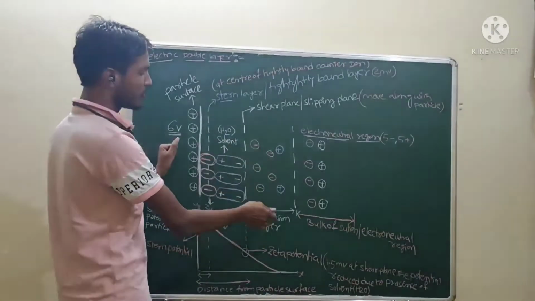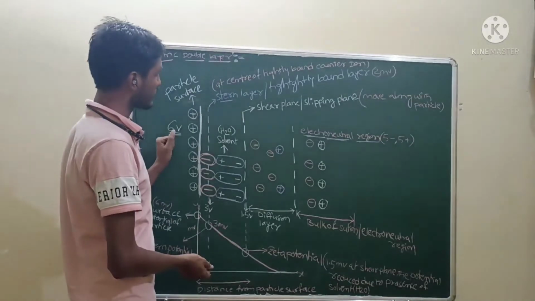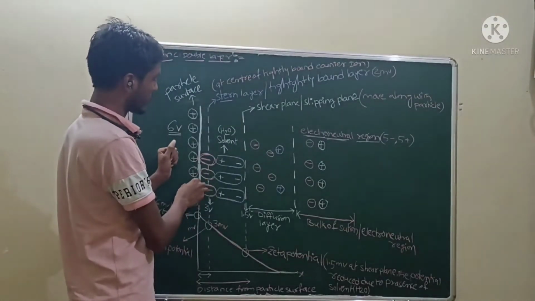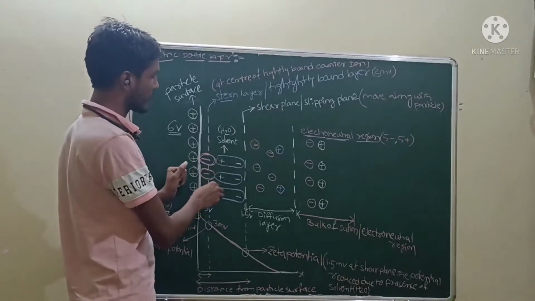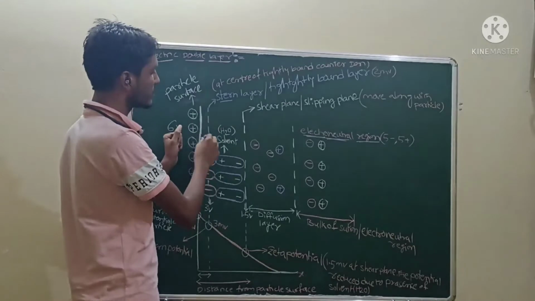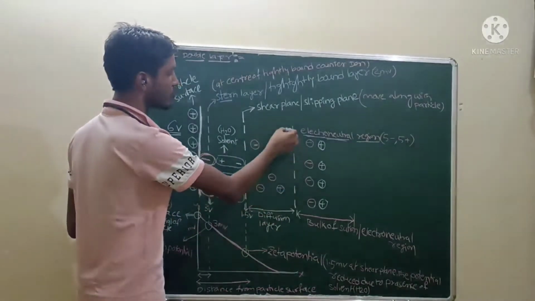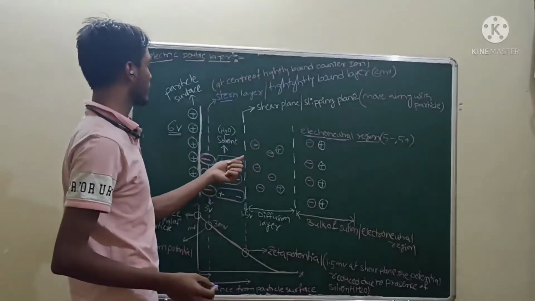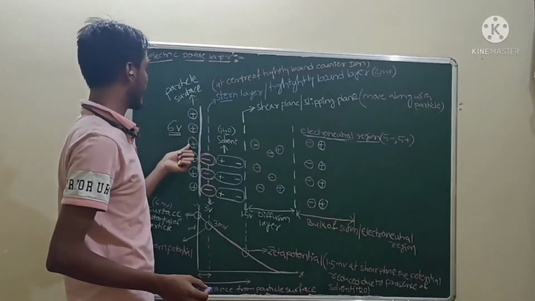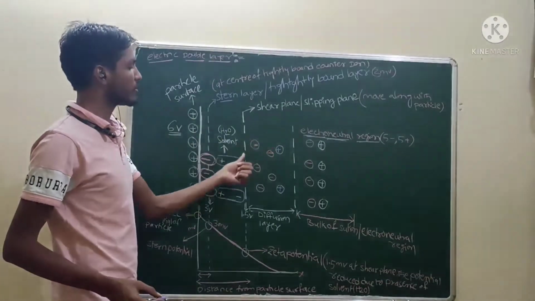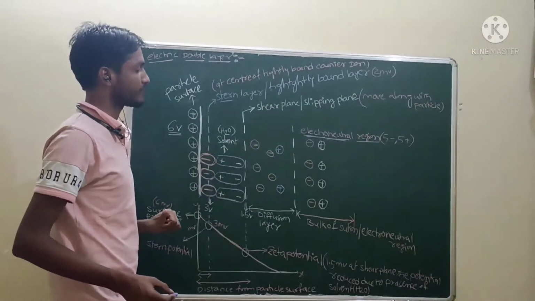This diffusion layer is present because, out of 6 charges, 3 charges are neutralized here. Then still 3 charges are there. So in order to neutralize this excess positive charge, there is a formation of diffusion layer.